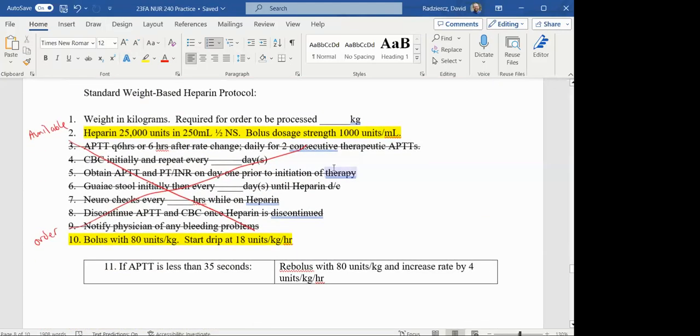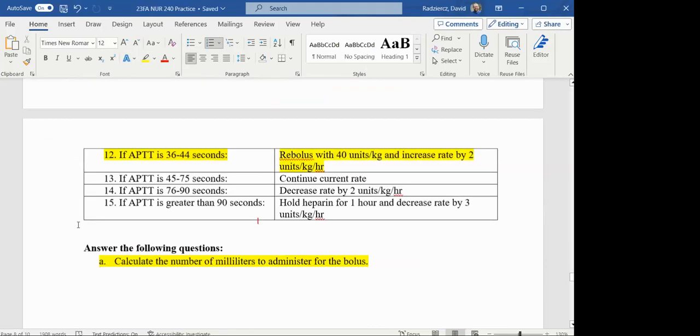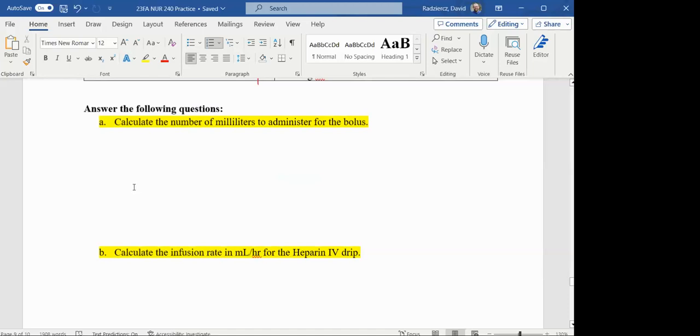The way the heparin protocol, the standard weight-based protocol, is presented is going to look just like this, where step 2 is what you have available. Step 10 is a repeat of the order, which is to do a bolus and then start a drip. And then the questions are actually down below.